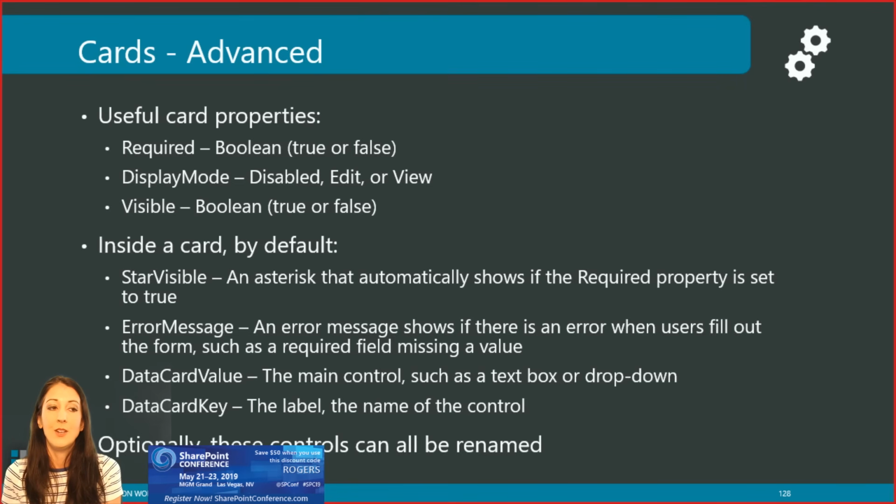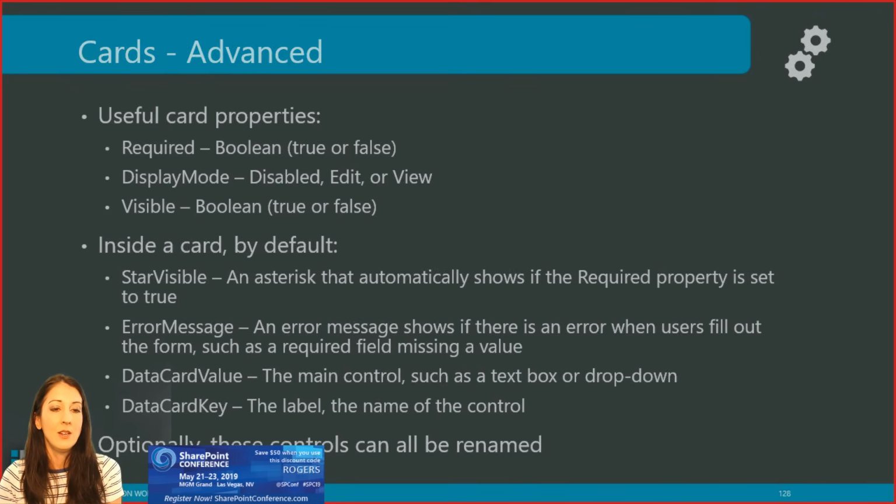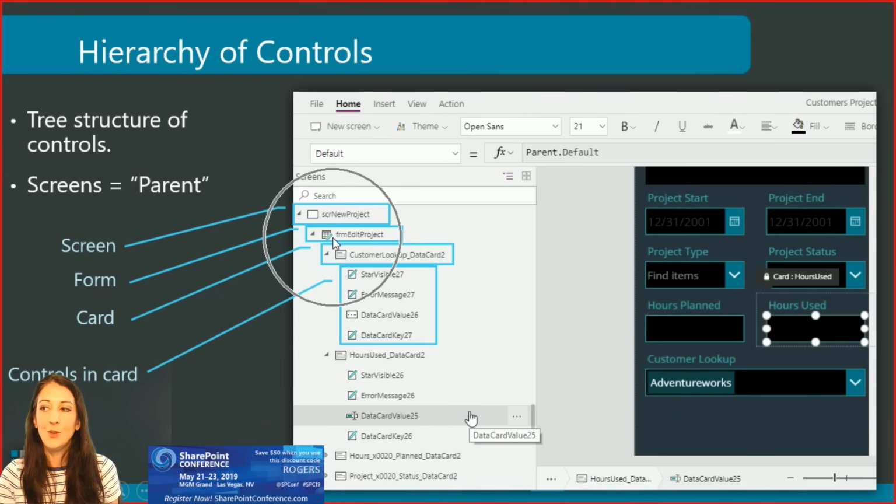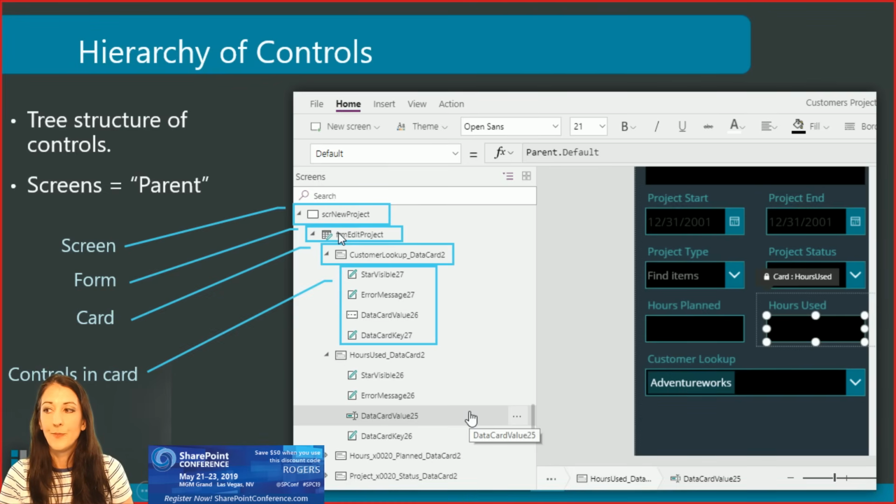I usually leave them all there and don't try and change them, especially the star visible and the error message. But when you expand out each card, when you're in the little tree view, you'll be able to see all these inside of there. And so this is my form. This is my screen, the main parent. And then my form control is a child of the screen, because my form is on this particular screen called Screen New Project. And then inside of my form control, you have this parent-child thing, you have all these cards that are the children of the form control.